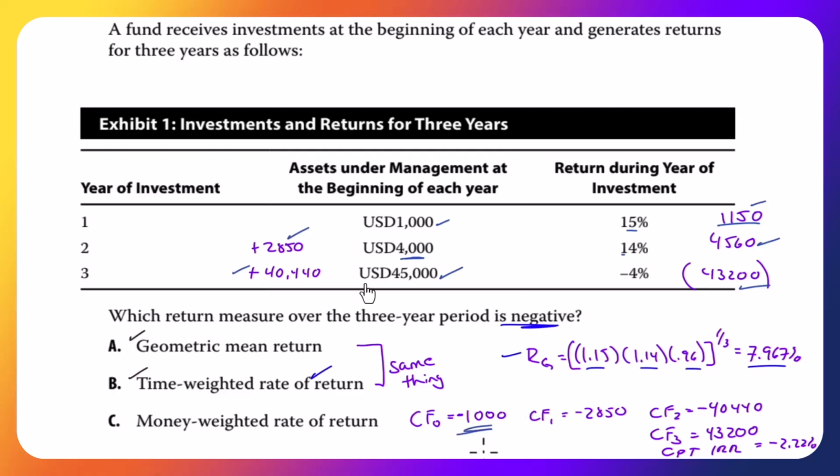Cash flow 0, negative 1,000. Cash flow 1, negative 2,850. Cash flow 2, negative 40,440. Cash flow 3 is 43,200. Compute IRR, or you hit the IRR button and then you hit compute. You get negative 2.22, and that's the one that's negative.